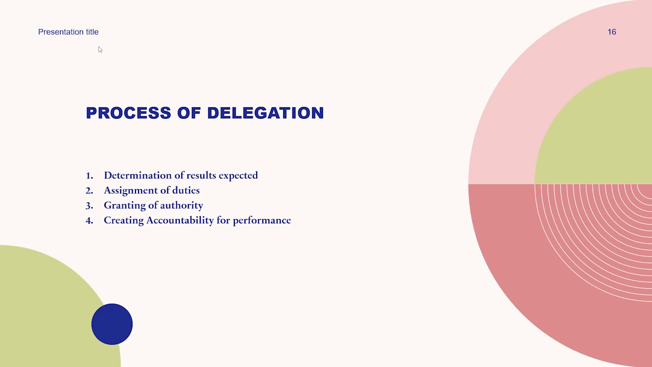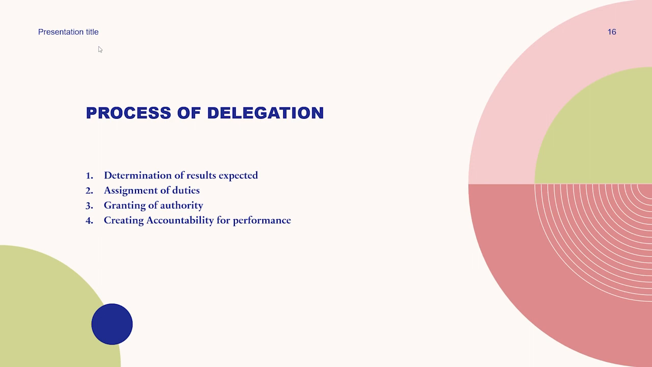Second step, assignment of duties. The manager assigns specific duties to each subordinate. While assigning the duties and responsibilities, he must ensure that the subordinates understand and accept their duties. Moreover, the assignment of responsibilities may be done on the basis of qualifications, experience, and aptitude of the subordinates.